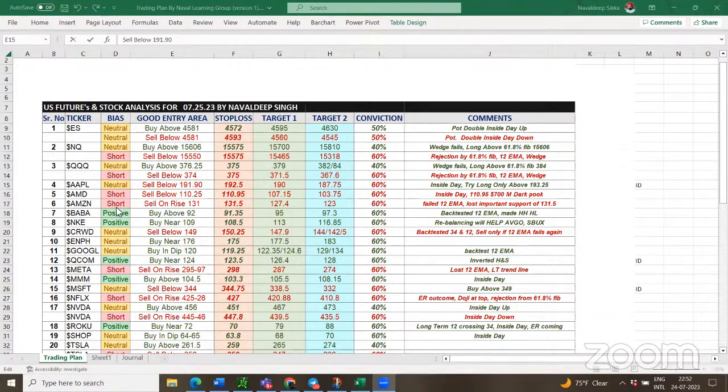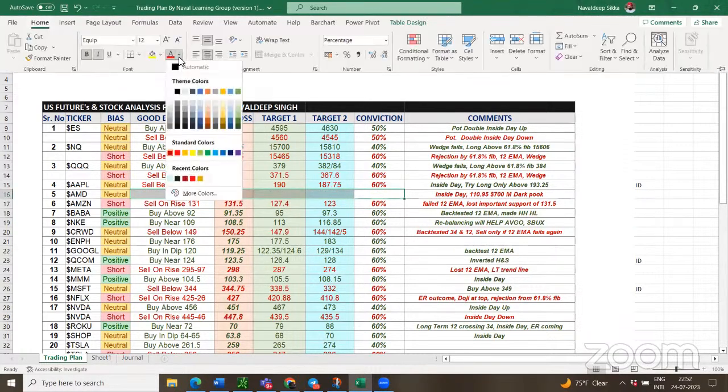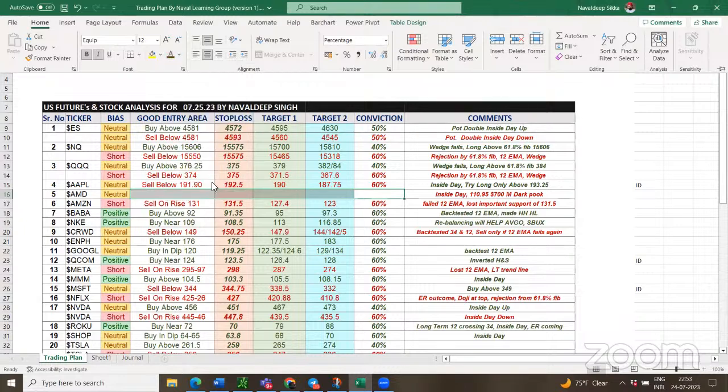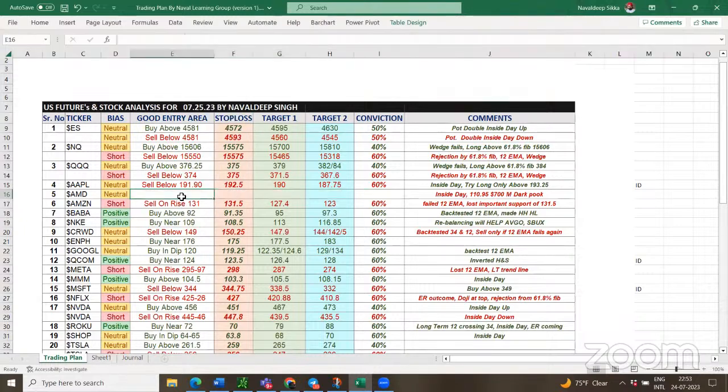take a good shot. So I'm reducing it to neutral from negative. No, I'll keep this. I'm going to mark this into green. And the reason behind green is two dojis, gravestone dojis back to back. Buy above 111.30, stop loss 110.60, which is the dark pool area.